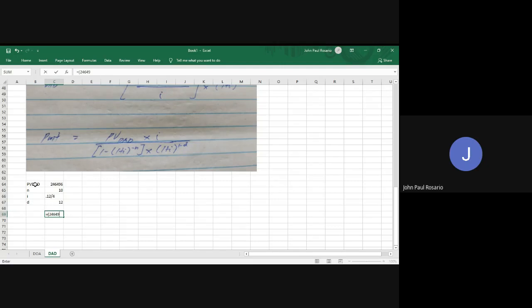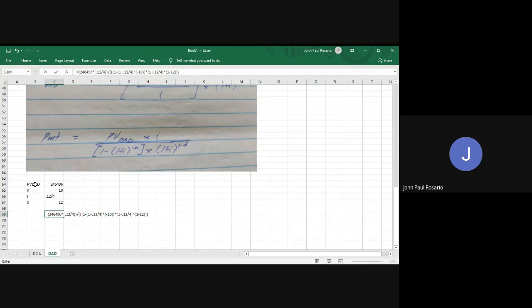496 times nato ng 0.12 over 4. And then all over 1 minus 1 plus 0.12 over 4 raised to the power of negative 10. And then times nato ng 1 plus I, which is 0.12 over 4, raised to the power of 1 minus 12.